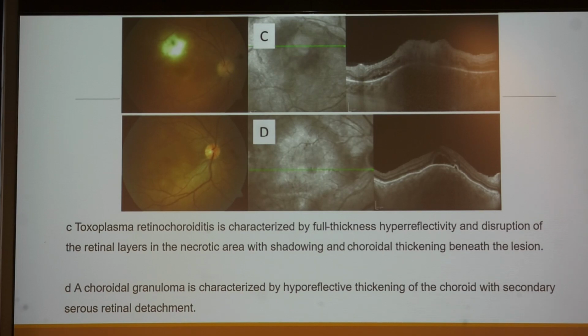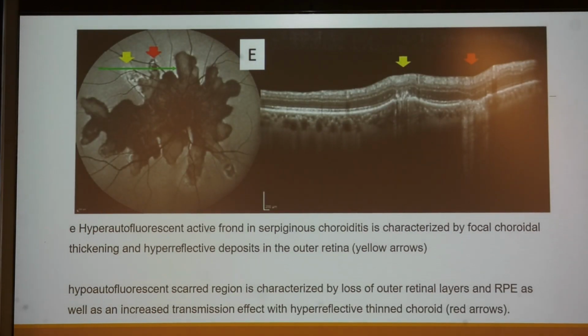Now it's a case of retinochoroiditis, which shows a full thickness hyperreflectivity and disruption of the retinal layers in the necrotic area with shadowing along with choroidal thickening beneath the lesion. The second picture, a typical choroidal granuloma characterized by hyporeflective thickening of the choroid with fluid detachment. It's a case of serpiginous choroiditis with an active and a scarred area.